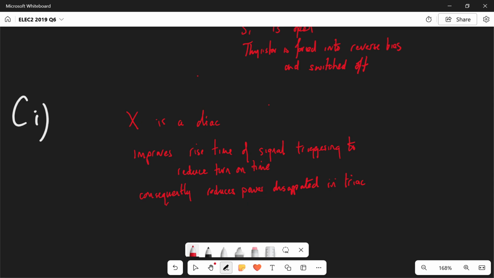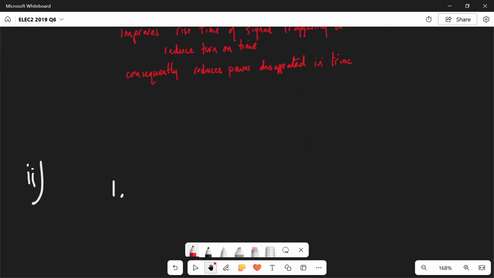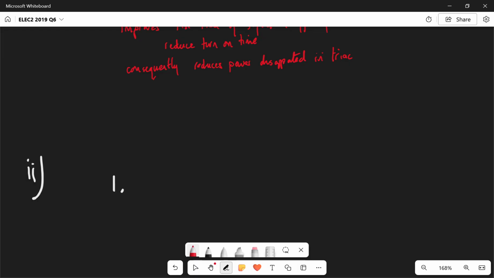Okay, C part 2, another graph. Okay, so for C part 2, the graph shows the signal obtained at one point in the circuit. Which component does the signal appear across? And then for the second part, explain what is happening to the triac and to the lamp. And we've got 2 points. We've got to explain what's going on between points P and Q and between points Q and R.